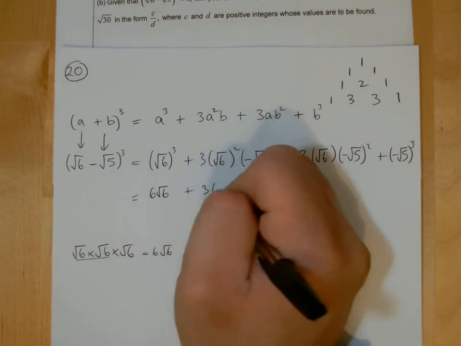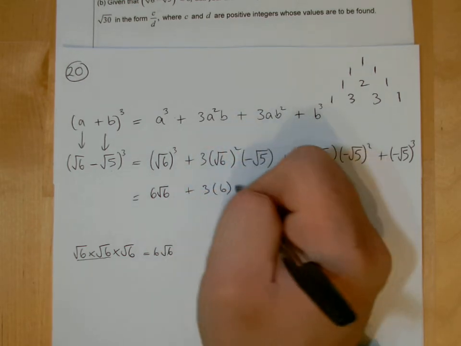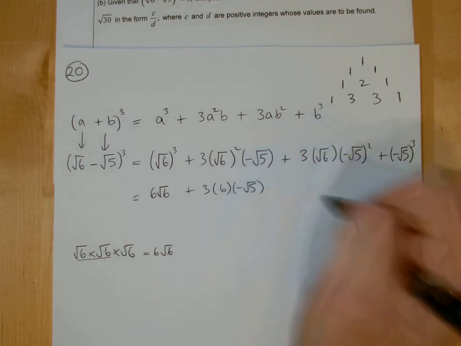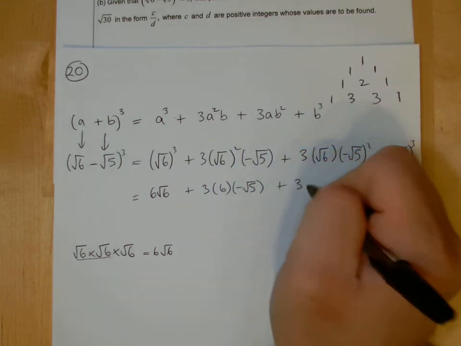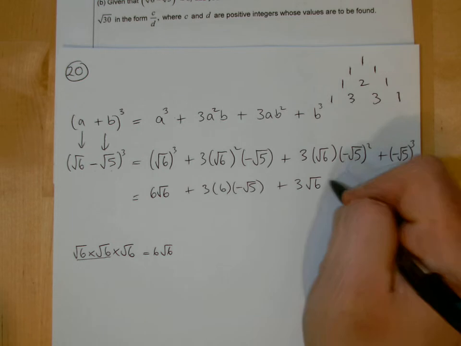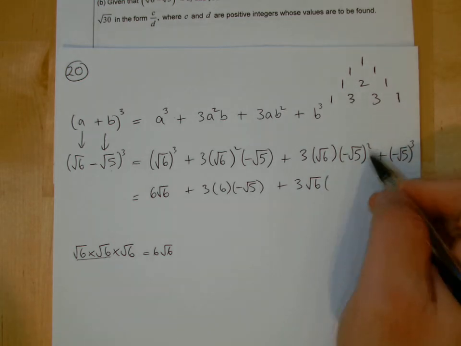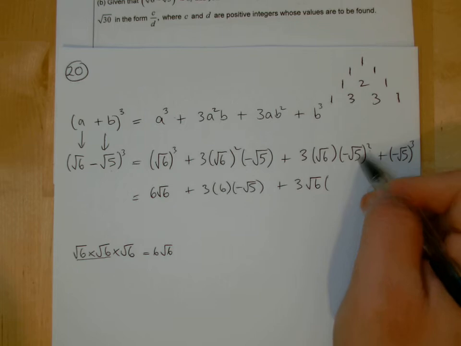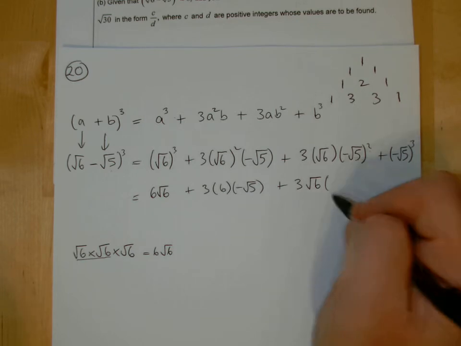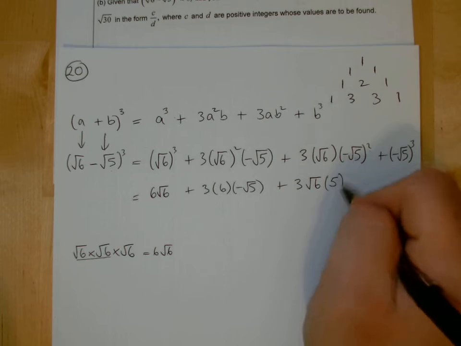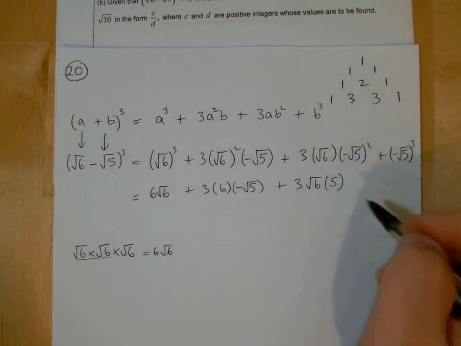3 times 6 there, and of course you've got minus root 5 in there. Plus then here 3 root 6, and then in that bracket then when you've got minus root 5 squared, well, you know when you square you times by itself, so minus root 5 times minus root 5, that's just going to be 5 and positive 5, yeah, because minus times a minus is a plus.